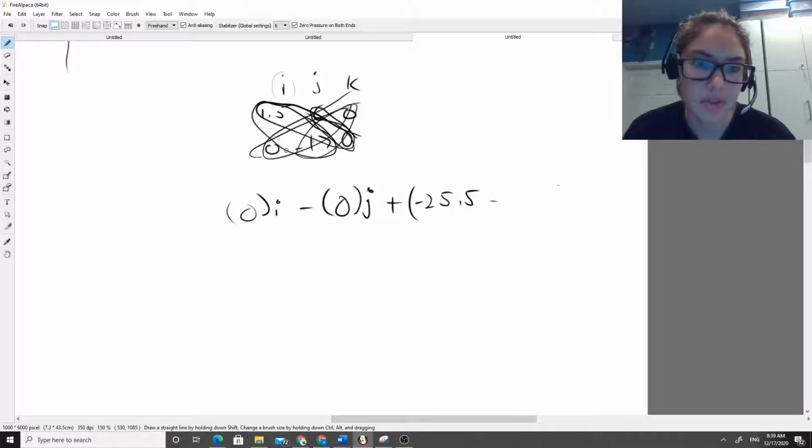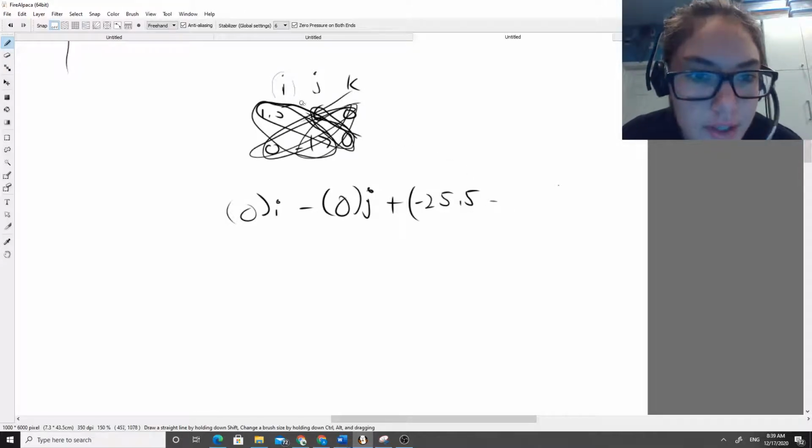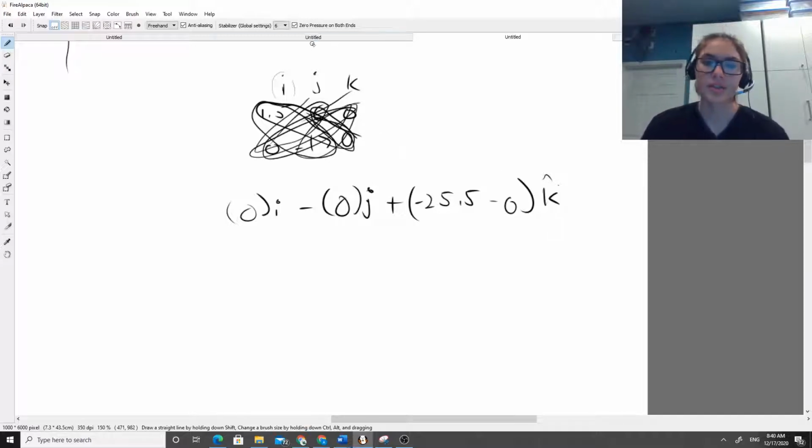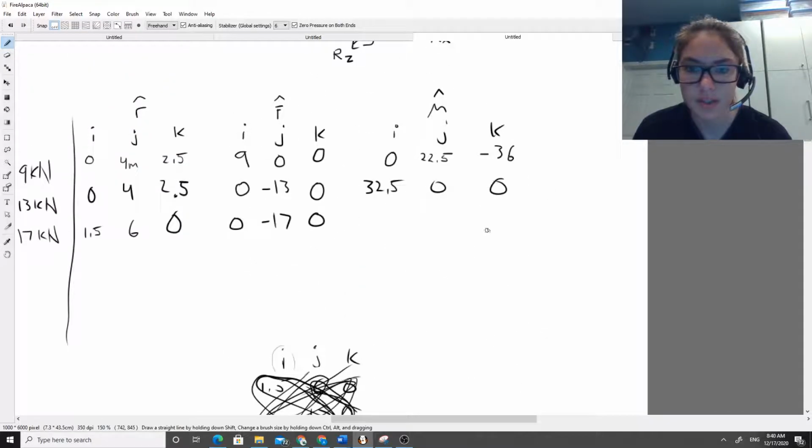Minus, sorry, here, 0, and that's k. So that's going to be a negative 25.5 in our k hat direction, and 0 everywhere else.